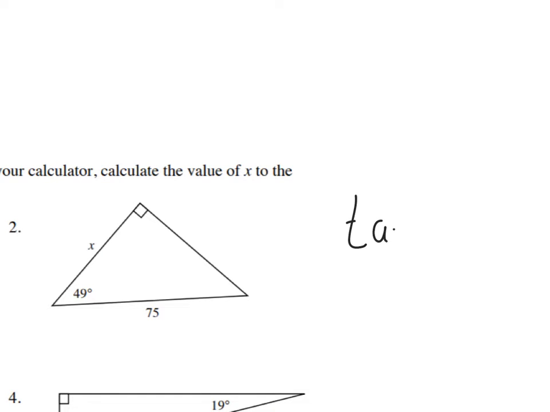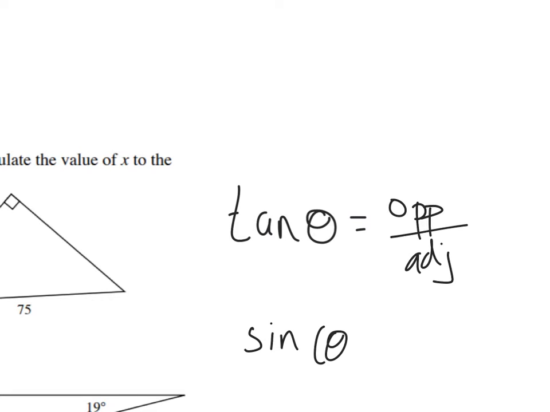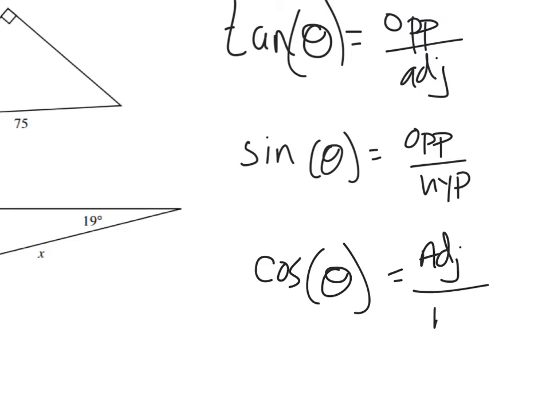So remember, the one that we did last chapter was saying that the tangent of theta is equal to the opposite leg divided by the adjacent leg. Yesterday we discovered the sine of theta, and the sine of theta is equal to the ratio of the opposite leg divided by the hypotenuse. And then lastly we had the cosine of theta, and the cosine ratio of an angle is the ratio of the adjacent leg to the hypotenuse.